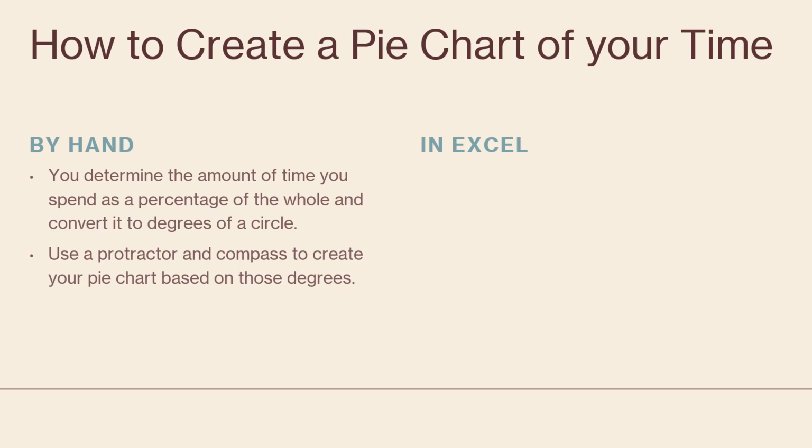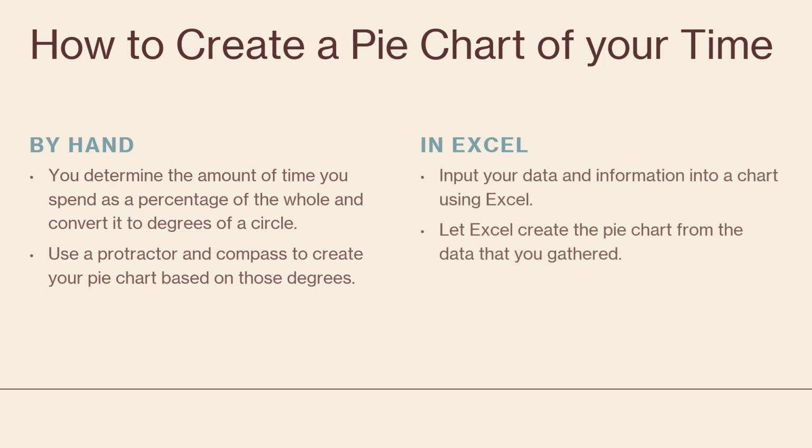So if you're going to do this by hand, you want to take your activities that you're doing and determine how much time you're spending on each activity. You're going to convert it into a percentage, and you're going to then convert that into the number of degrees that it would take up in a circle. Once you know how many degrees each section is, you can then use a protractor and a compass to create a pie chart based on those degrees.